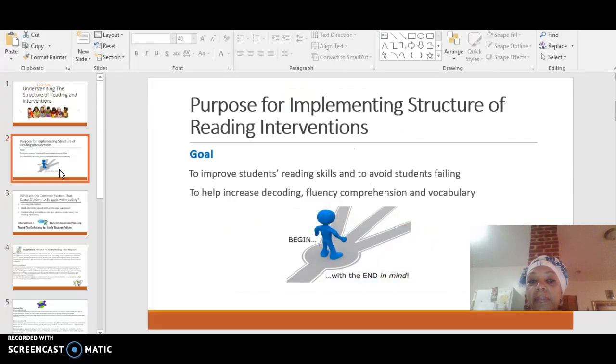Let's look at the purpose for implementing the structures of interventions. The purpose is to improve students' reading skills and to avoid students from failing. It's to help increase decoding, fluency, comprehension, and vocabulary. With interventions, the idea is to begin with the end in mind. With the particular strategies used for interventions, it's thinking ahead of where you want the child to be and where his or her reading level should be.